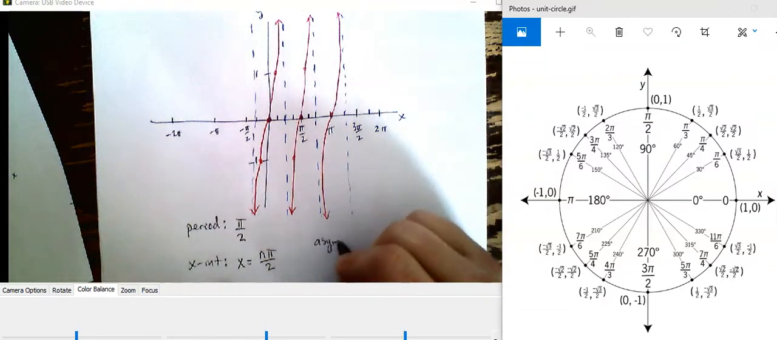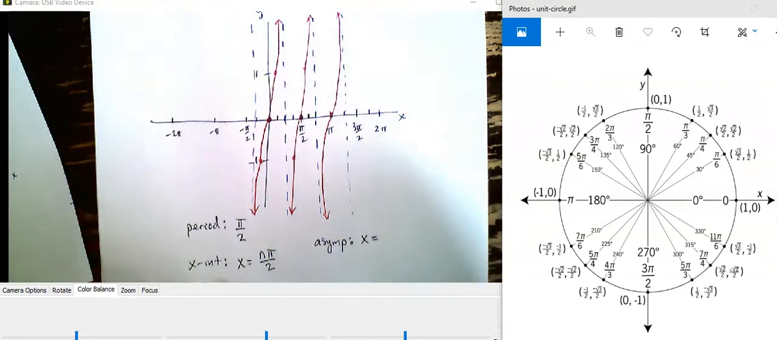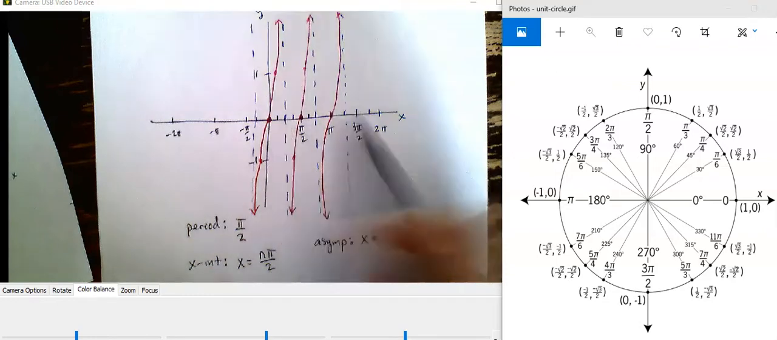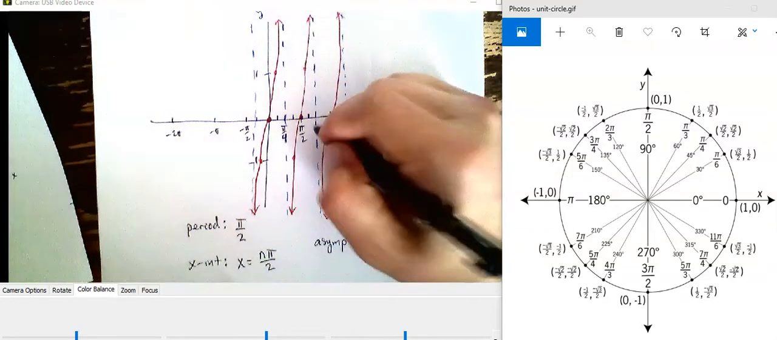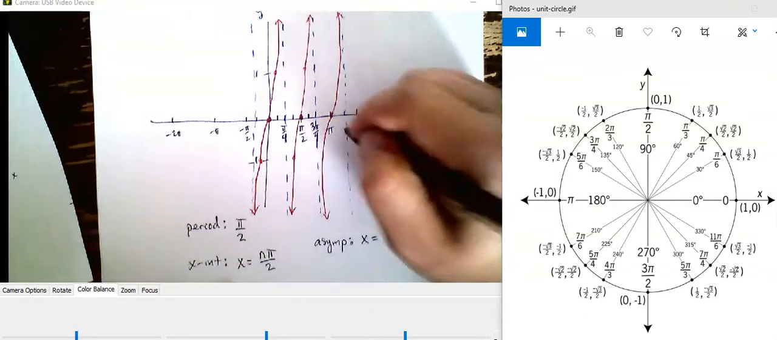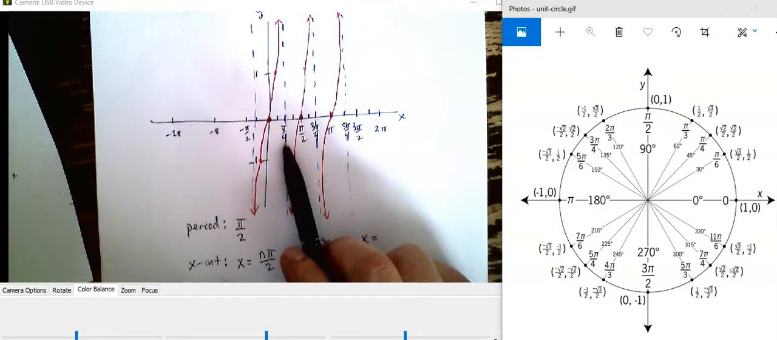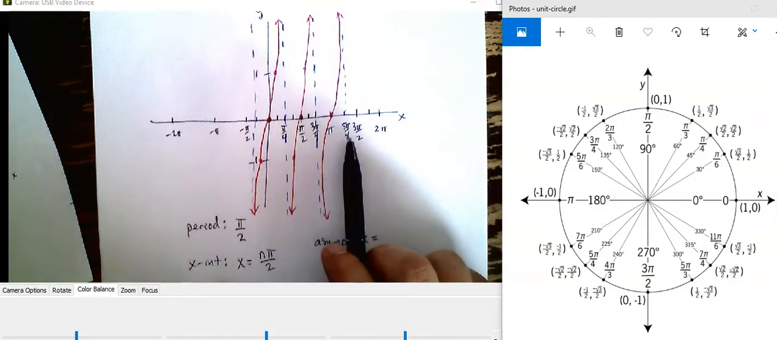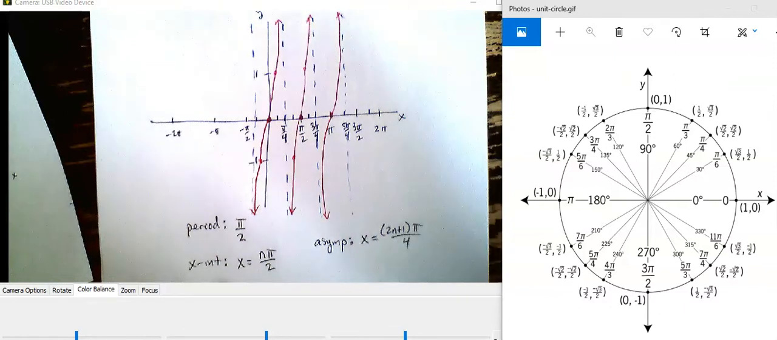Finally, our asymptotes occur when X is equal to pi over 4, 3 pi over 4, and 5 pi over 4. Therefore, those are all odd multiples of pi over 4.